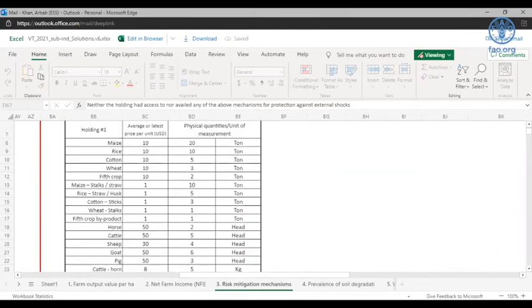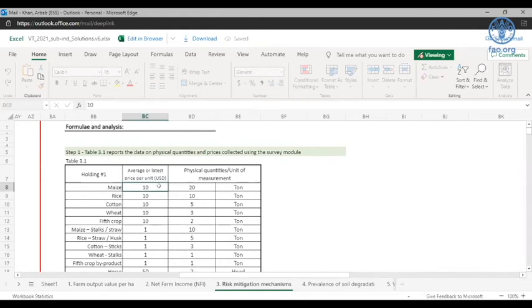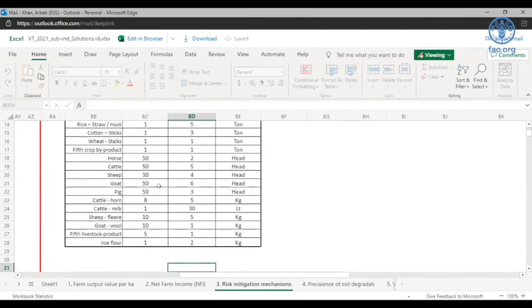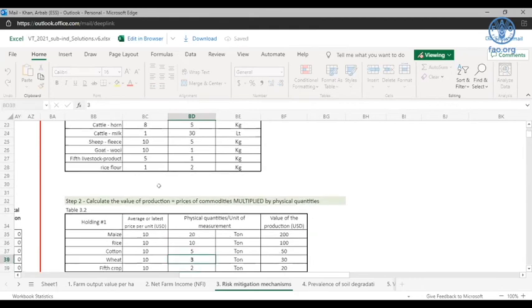Now, how do we estimate whether the farm is diversified? Again, the same calculations are required. We need information on the average or the last price of the unit. We need the information on the physical quantities for the crops, as well as the livestock, if those are produced by the agriculture holding. We then estimate the total value of production based on the prices. It's simple multiplication of the prices with the physical quantities, as you can see here.